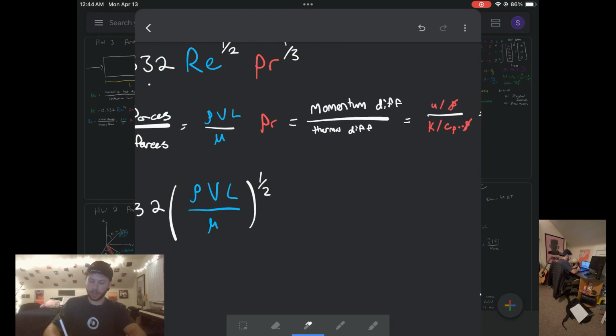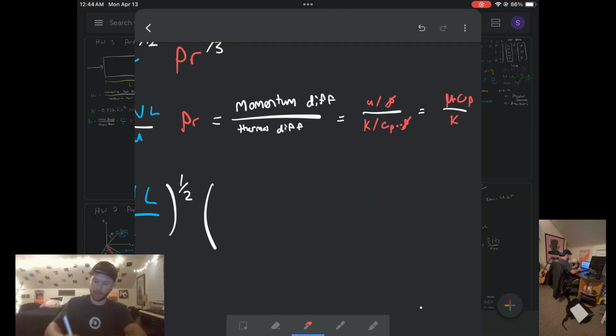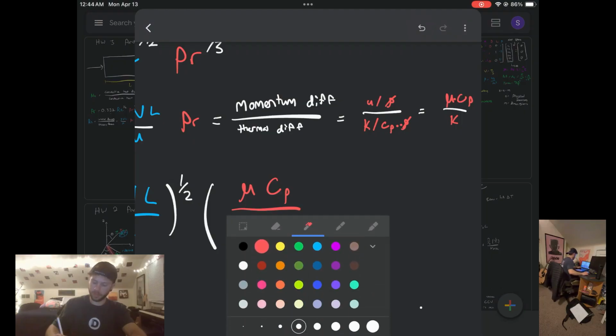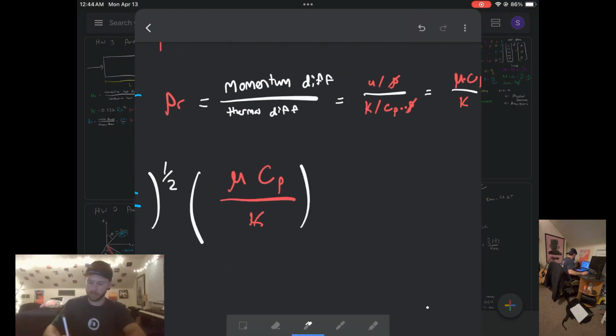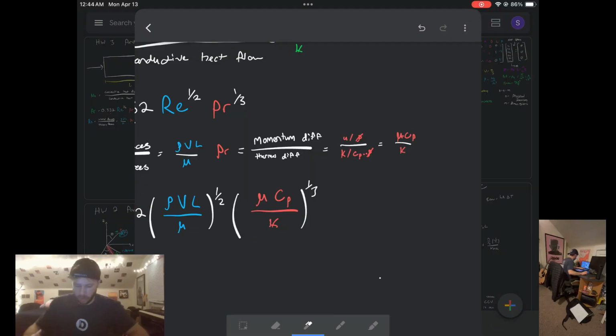And that'll be multiplied by our Prandtl number. That'll be viscosity times our heat capacity divided by our thermal conductivity. And that is raised to the 1/3 power.